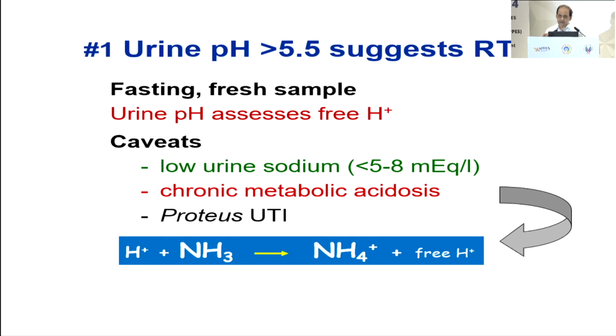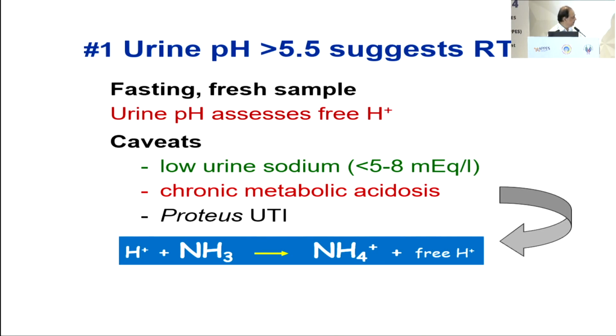I told you, hydrogen ions are excreted as titratable acids, ammonium, and free hydrogen. So you're just looking at the free hydrogen ions when you're looking at urine pH. What are the caveats here? The caveats here are chiefly two. The first caveat is, suppose somebody has acute diarrhea and is reabsorbing a lot of sodium. When you have very low urinary sodium, you would have less hydrogen ion secretion, so the urine pH may be high. So in a state of acute diarrhea with low urine sodium, you may get a high urine pH. So don't go on labeling it as RTA.